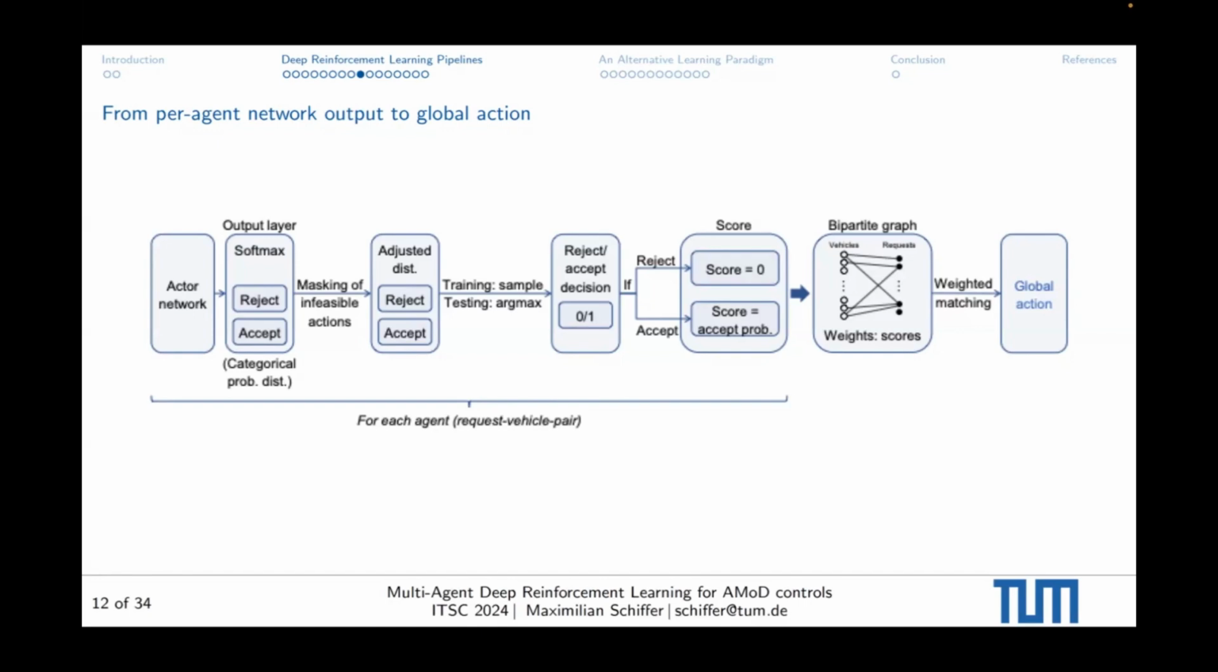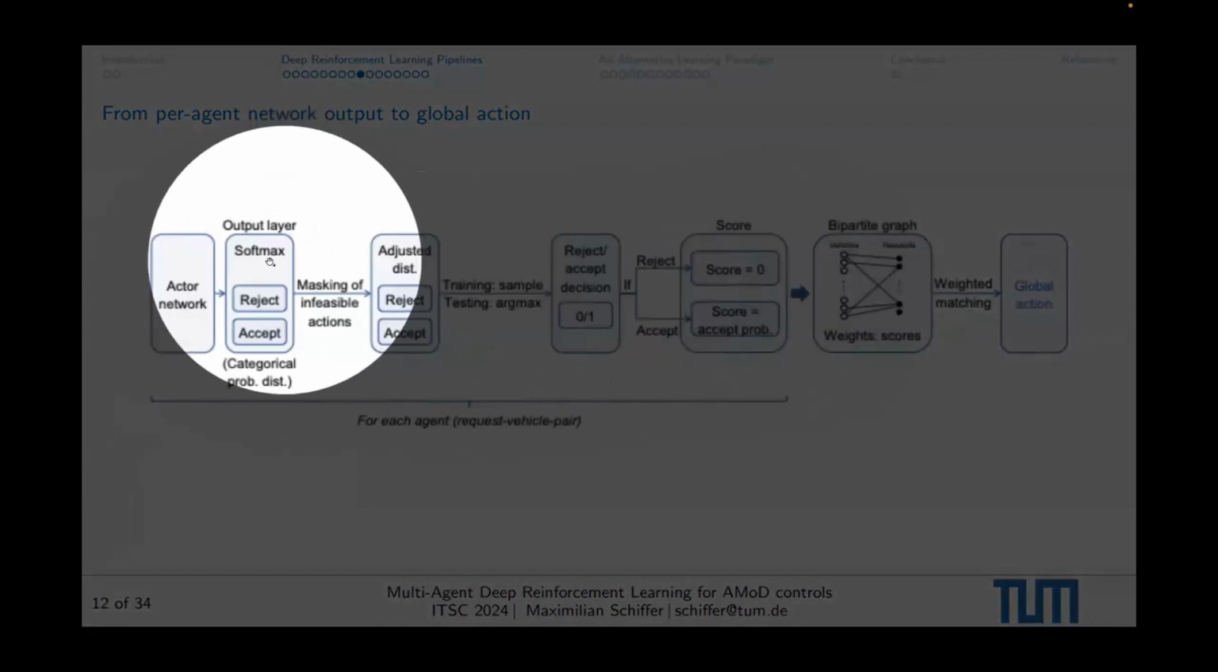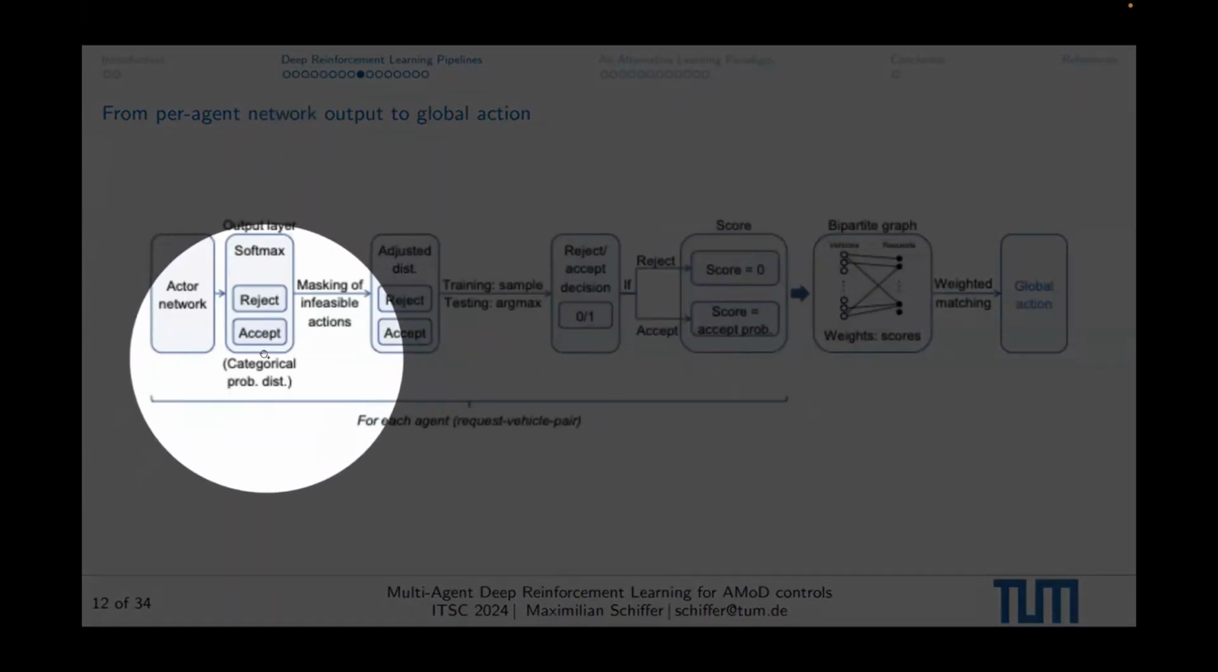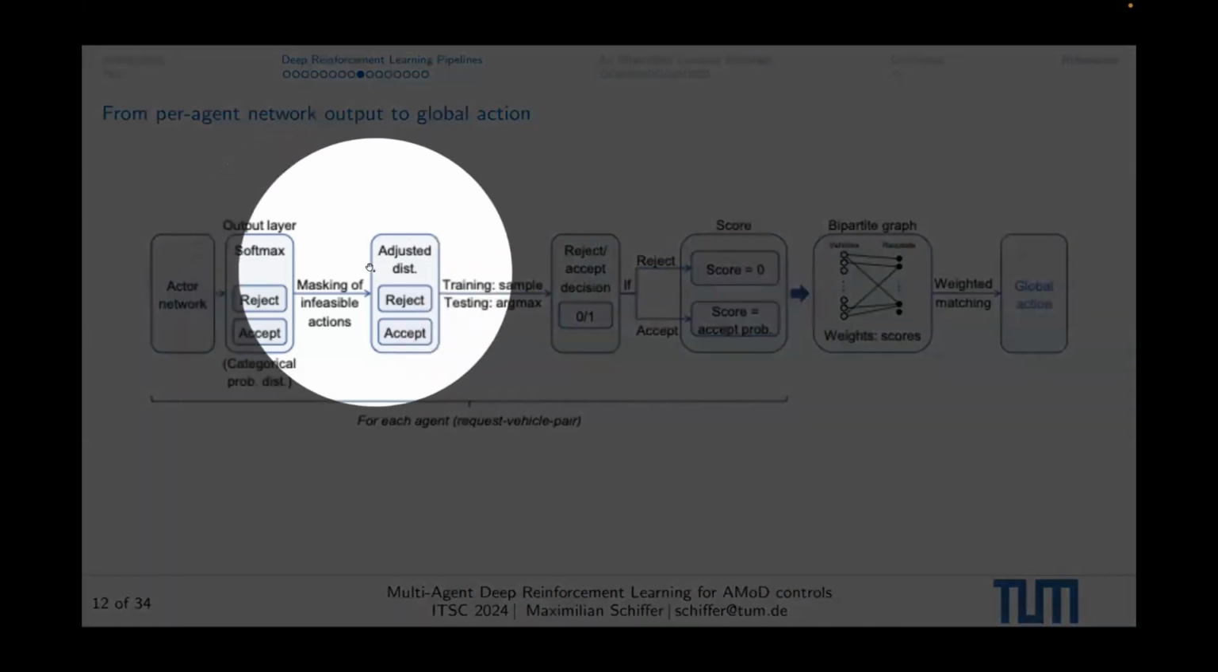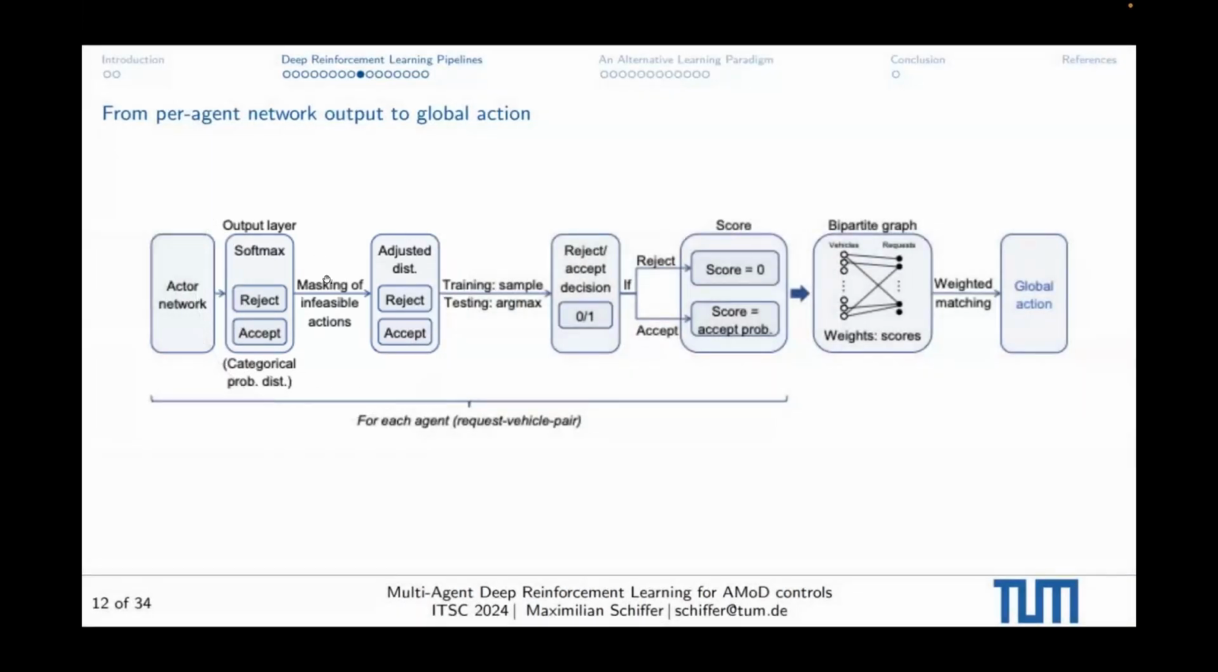So what we do is basically, for each of the actor networks, we learn a categorical probability distribution, right? So a probability on whether to reject or accept for each request. Think about it as a binary classifier where you have a softmax and then you take the argmax if you want to make your decision afterwards, right? Then there are some requests that are just infeasible, because a vehicle may favor a request but cannot reach it in time. And instead of relying on the DRL agent learning this infeasibility, we just mask it, right? So we have a deterministic check. If something is infeasible, we mask it and we don't feed it forward.